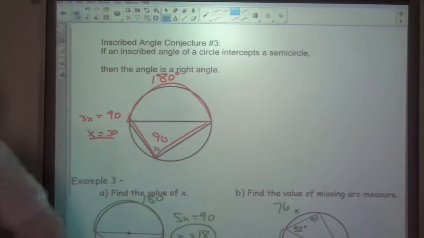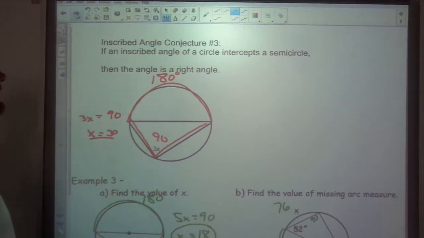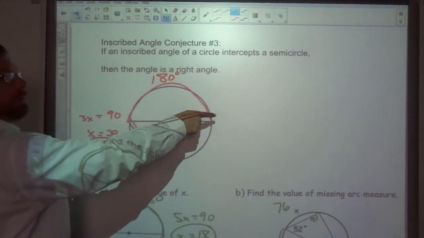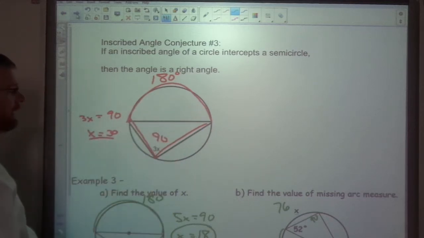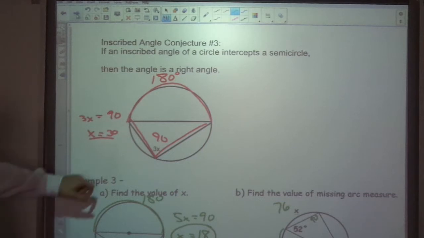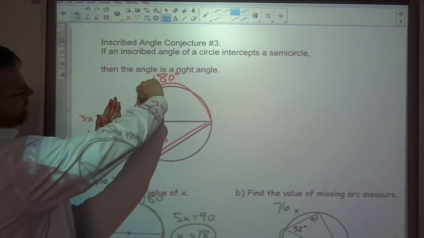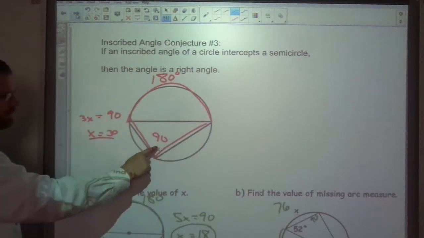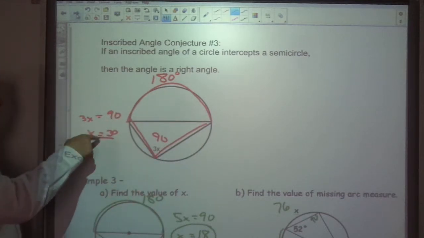The third conjecture is that if an inscribed angle intercepts a semicircle, the angle is a right angle, which should make sense because a semicircle is 180, so we know that half of that would have to be 90. So if you had something like this, and here's 3x making an angle with a semicircle, well then that 3x would have to be 90, and then we could get x is 30.